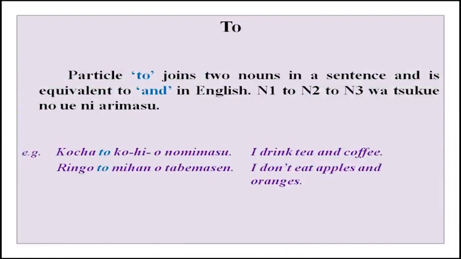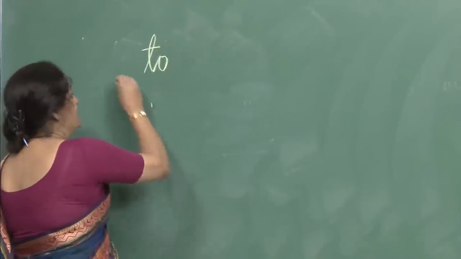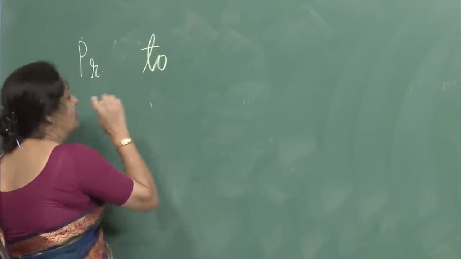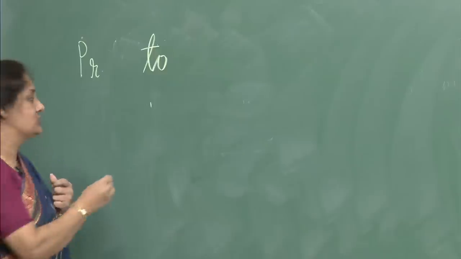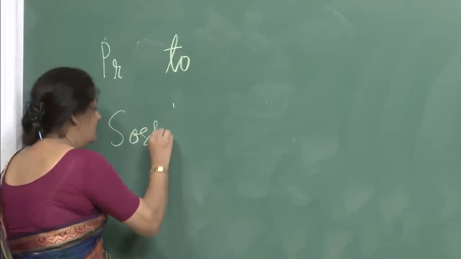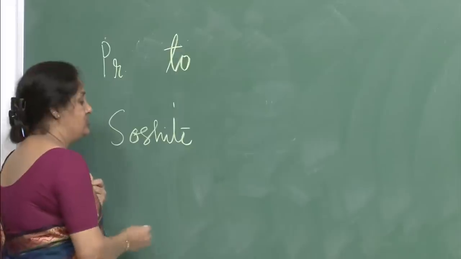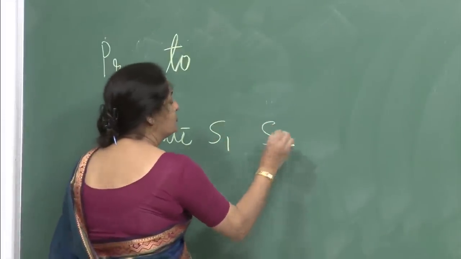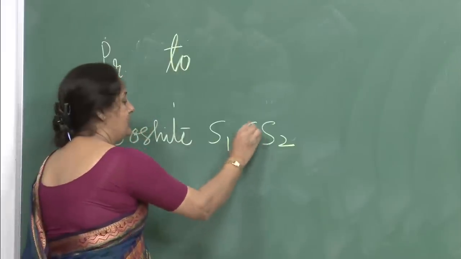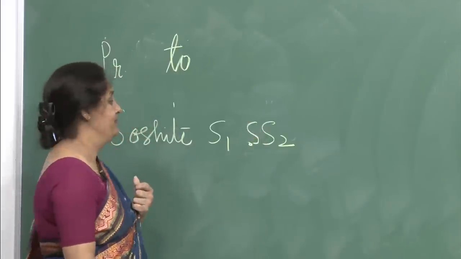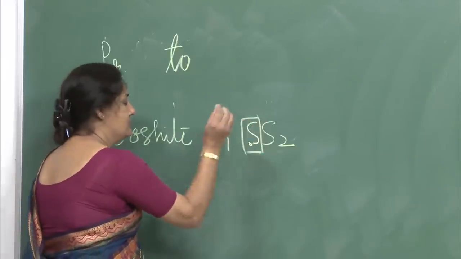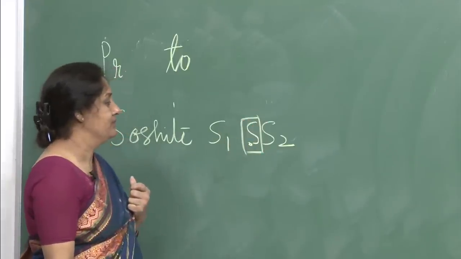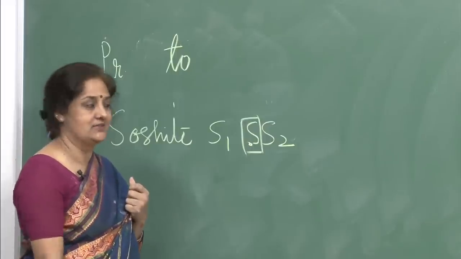Now, there was another particle, a new particle for you, particle to. Not to, please, particle to. Last time we did soshite, if you remember, which joins sentence 1 with sentence 2, like this. Okay? Soshite, sentence 2. And it is a conjunction, used as a conjunction. Unlike English, it begins a sentence.